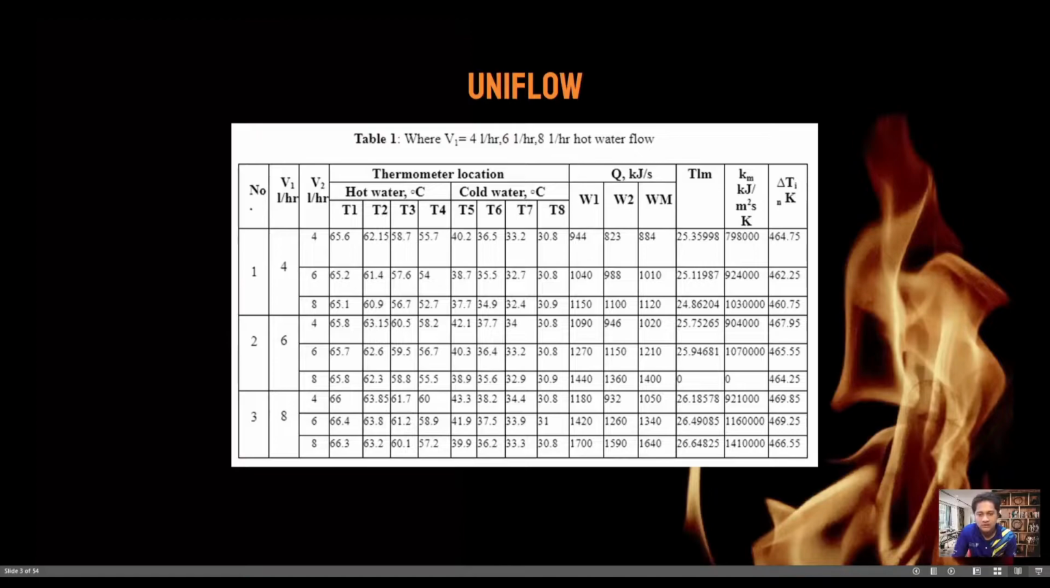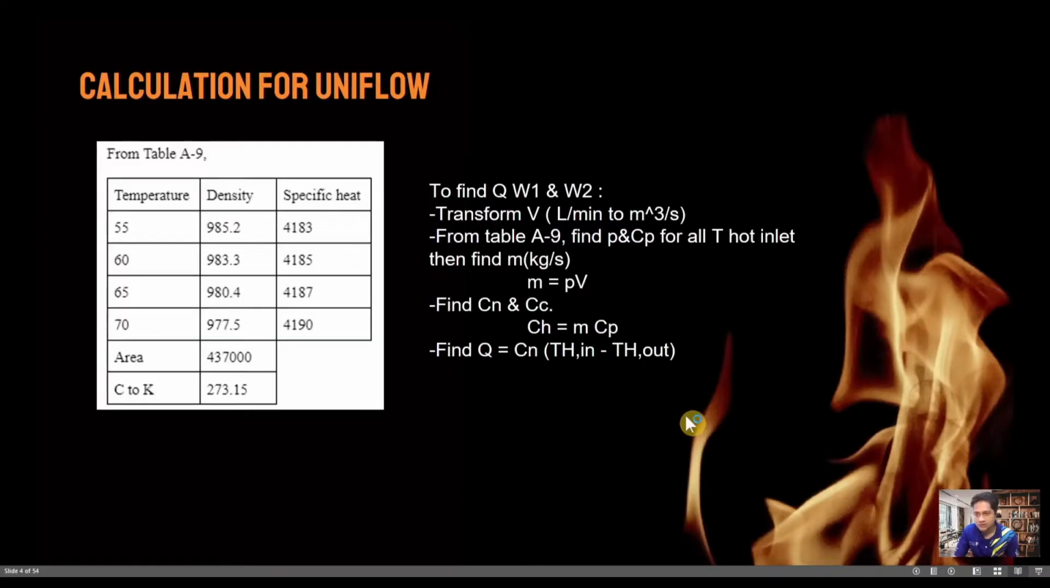This is the result for uniflow. For the uniflow set 1, T1 is the TH in, T2 is the TH out, T8 is the TC in, and T7 is the TC out. For set 2, T3 is the TH in, T4 is the TH out, T6 is the TC in, and lastly T5 is the TC out. Next, the calculation for uniflow.